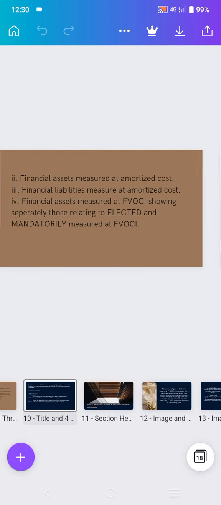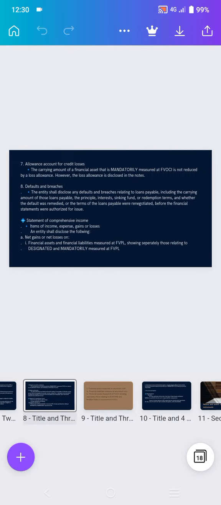So, dito po, wait lang, previous po natin. So, dito po, sa pangalawa na po, yun na po yung statement of comprehensive income. Items of income, expense, gains or losses, an entity shall disclose the following. So, ang mga bagay po ng income, expense, tsaka gains or losses, kailangan po ma-disclose under the following: a.